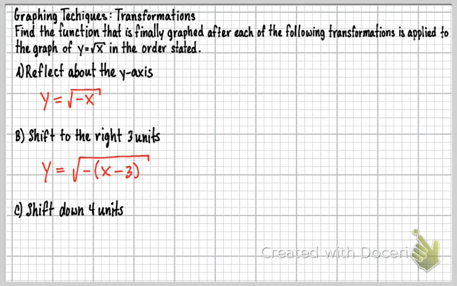All right, now for the last one, shift down 4. So then my final answer is going to be the square root of negative x minus 3, and then here I'm going to have minus 4. So that's going to be the completed answer for this problem.